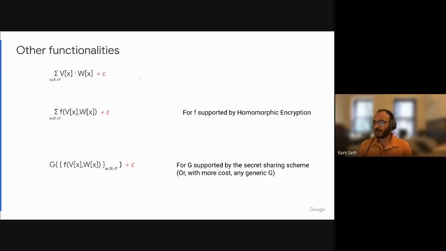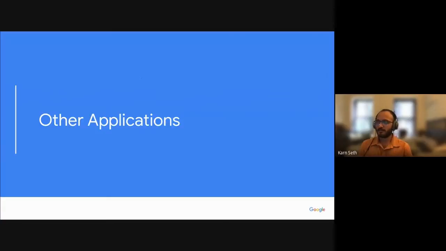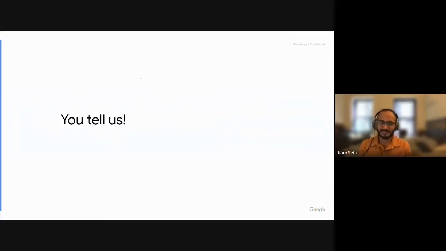And then if you don't want to do a sum across these values, but you want to do some other function G, then we can support different kinds of Gs, and the G has to be compatible with whatever masking scheme or secret sharing scheme we use. And at some extra cost, you can do any generic function G. And then in terms of other applications, I hope you'll tell us. Yeah, and thank you.